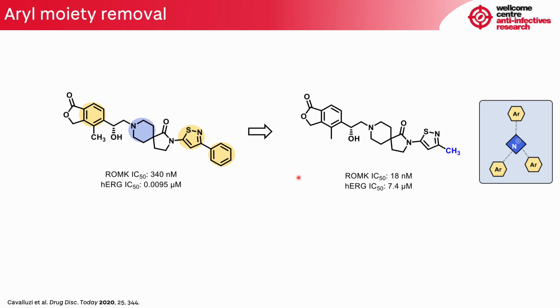In this case, they removed the benzene unit and left only a methyl group. And in this case, it was good in two senses because the potency for the desired activity increased a lot. And also, the molecule was a very potent hERG blocker, 9.5 nanomolar IC50, and that activity decreased to 7.4 micromolar.